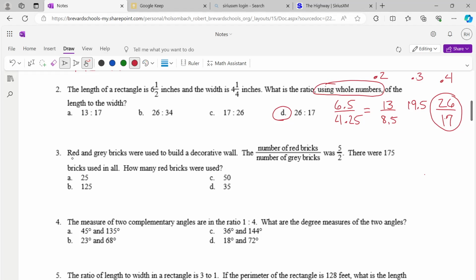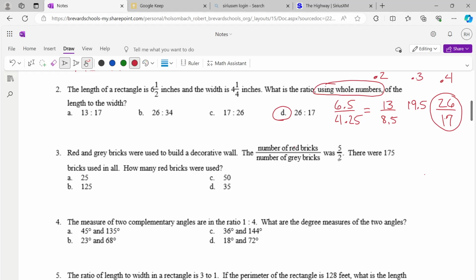Problem number 3, red and gray bricks were used to build a wall. The ratio of red bricks to gray bricks is 5 to 2. There were 175 bricks in all. How many red bricks were used? So here's how you set this up. It's like the extended ratio for angles yesterday.